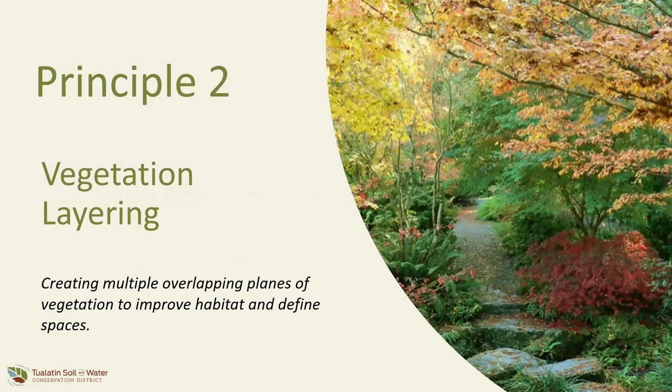The second principle of naturescaping is to layer your vegetation. So this creates multiple overlapping planes of plant groups. As with many of these principles, the key is to mimic nature. So if you think about walking through a forest or another natural area, you'll notice that the vegetation isn't all just in one layer. There are plants low to the ground that are then covered by taller plants that are overtopped by shrubs, and then small trees all the way up to your large canopy trees. So this is something you should aim for when you're creating your space.